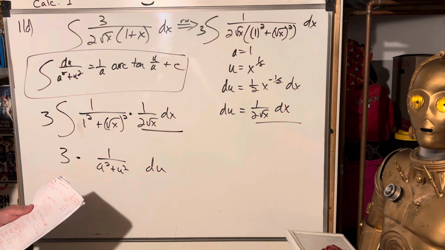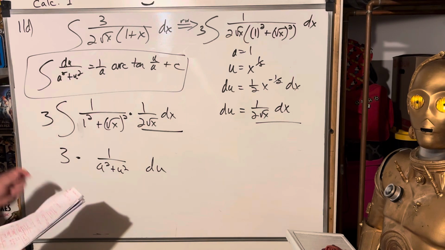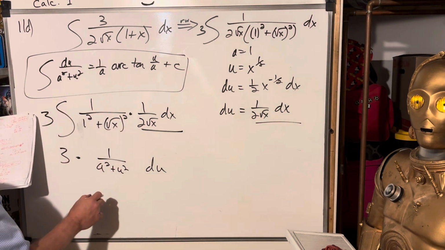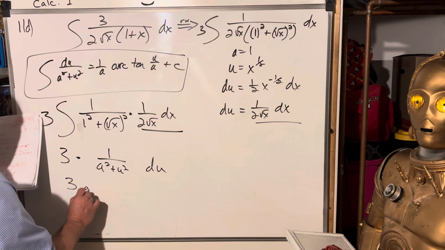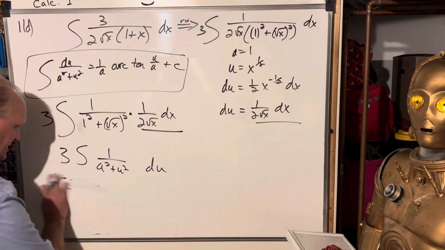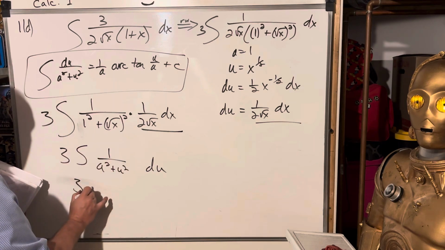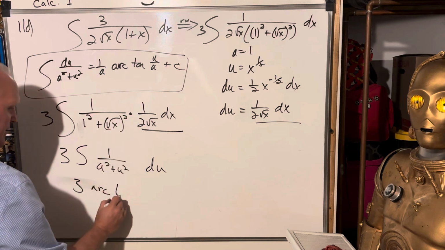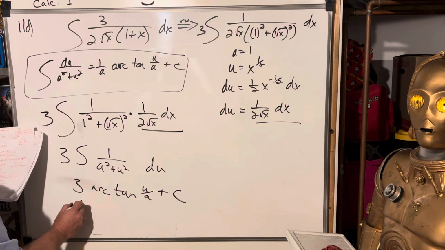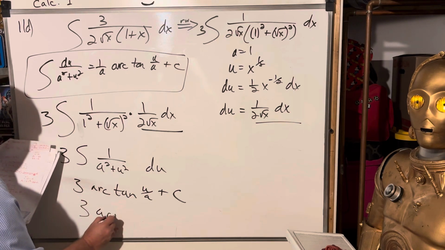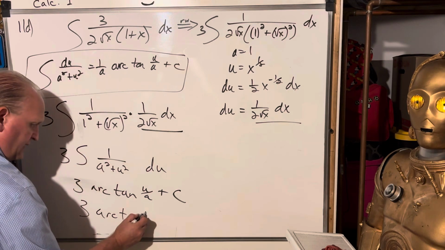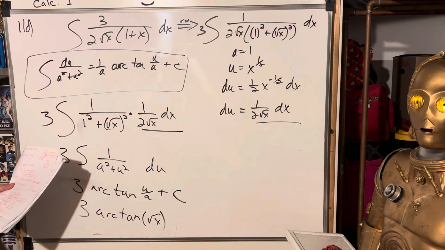And then I just put back in my a and my u. So let's do that. So we end up with 3 arctan. Oh wait, I didn't integrate. Gotta integrate. So we got the 3 arctan of u over a plus c. Now we can put back in the u. So 3 arctan of the square root of x over 1, which is just the square root of x, plus c.